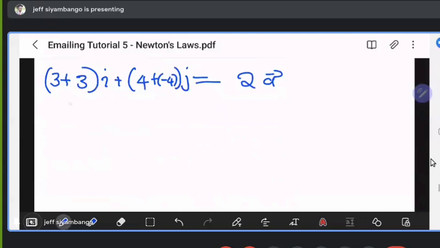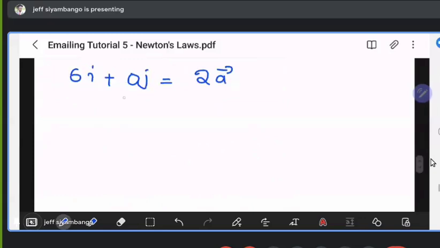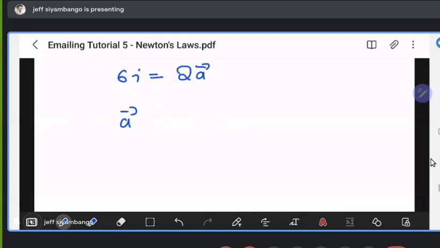When I reduce, this becomes 6I. If you need units, you know this is a force, so you can still have a newton there. Then plus, this becomes 4 minus 4, which is 0J, equal to the acceleration. So this 0J just disappears, so that you have 6I equal to 2 times the acceleration. So the acceleration in the end, when you divide both sides by 2, will just be equal to 3.